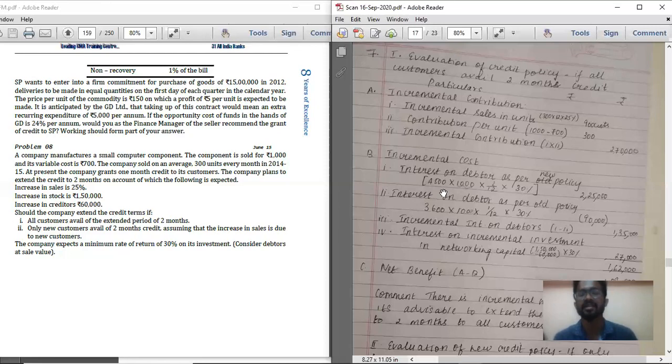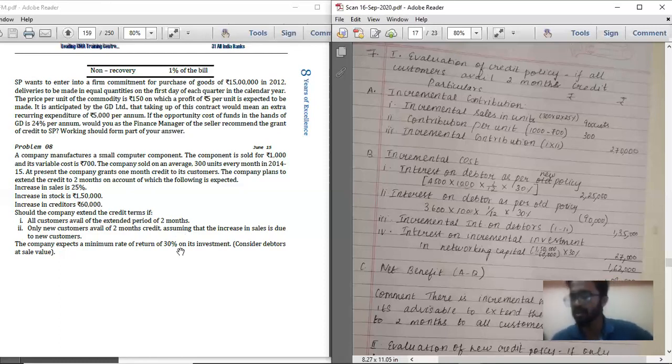For calculating the interest on debtors as per new policy, like how we did in the first sum, if there is a cost amount, then you can take the total cost value itself. If there is no total cost value, you should definitely take the average, that is the total sales value. Here the total sales value is 4,500 units into 1000, that is 45 lakhs, into the new credit, all customers avail an extended period of 2 months, so into 2 divided by 12, into the percentage of return on investment.